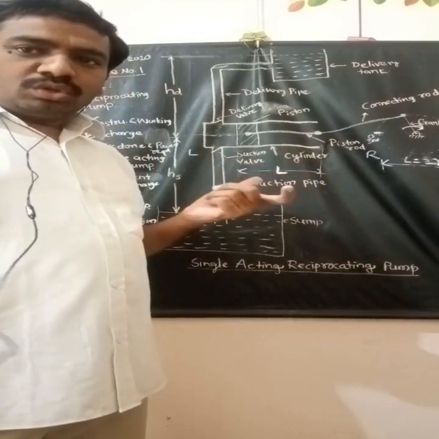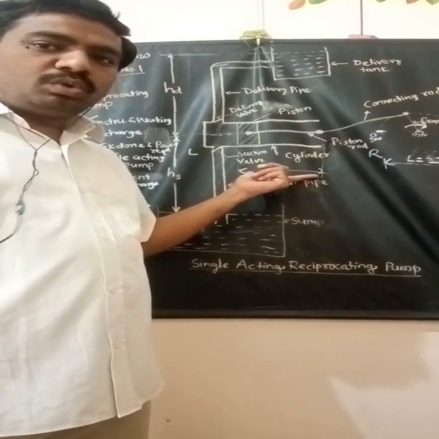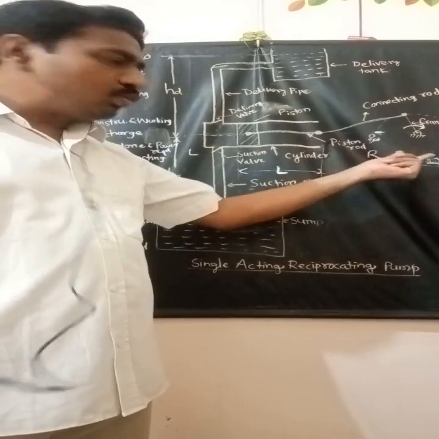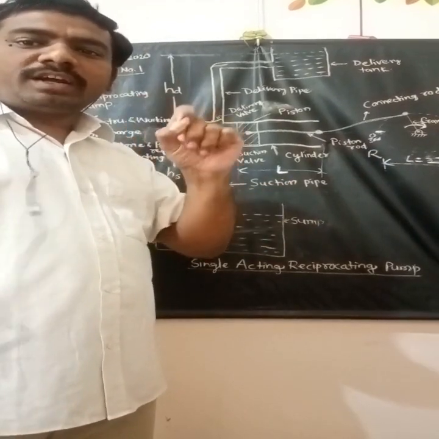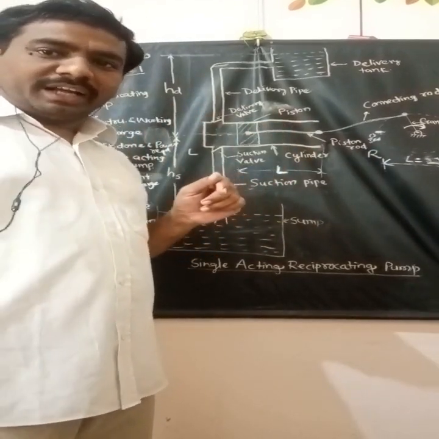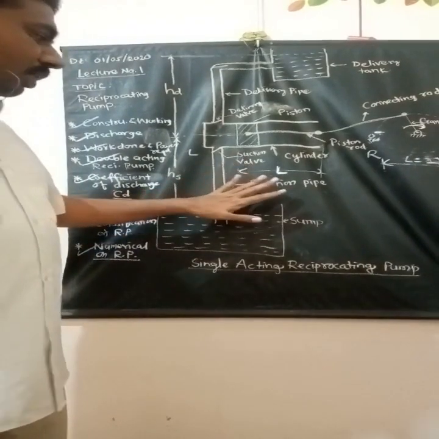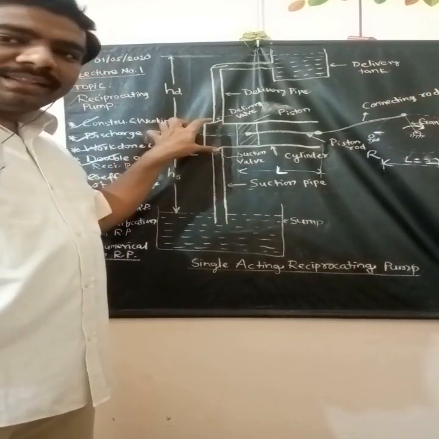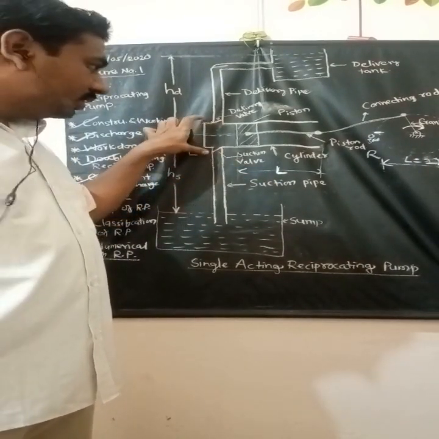So the length of stroke will be equal to L, and that will be equal to twice small r, where small r represents the radius of the crank. Another important thing needs to be mentioned here.